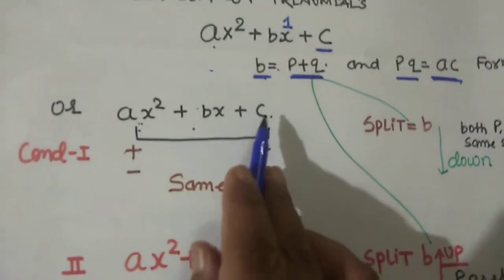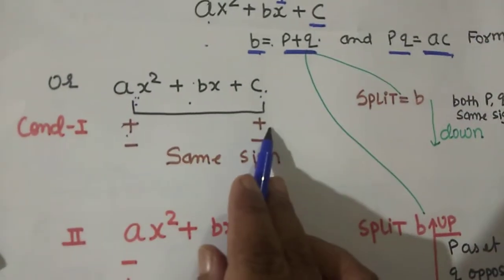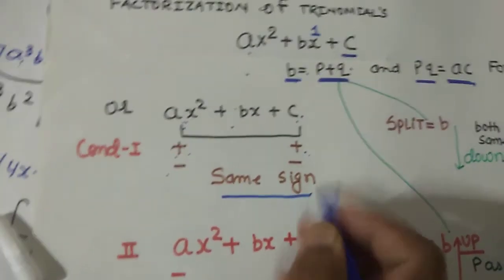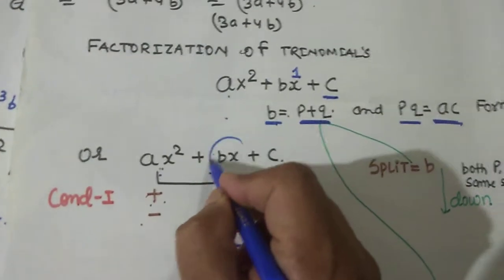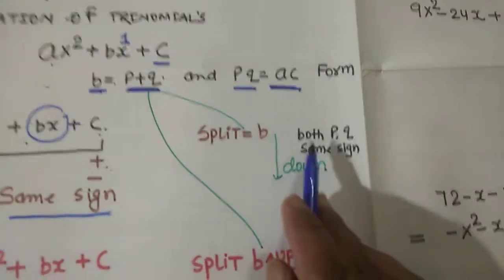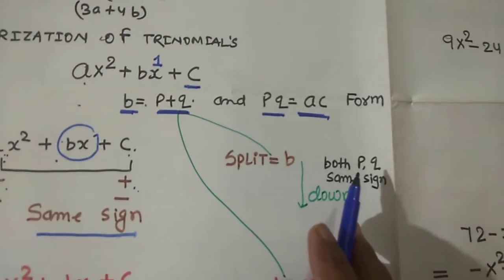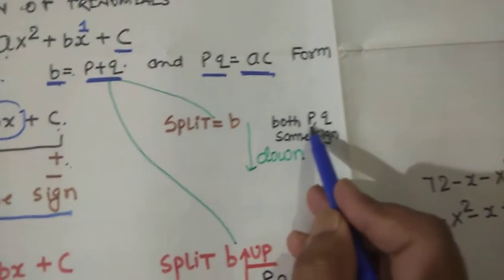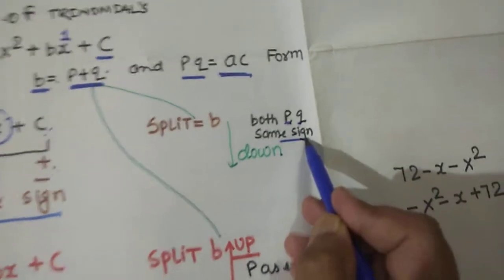If the coefficient of x square and the constant both have the same sign, plus plus or minus minus, I have given the concept here: same sign. If same sign, split the bx downward. Downward means 10 is split into 9 and 1, 8 and 2, 7 and 3. This is the downward direction with the sign I have written here, and then both P and Q have the same sign.